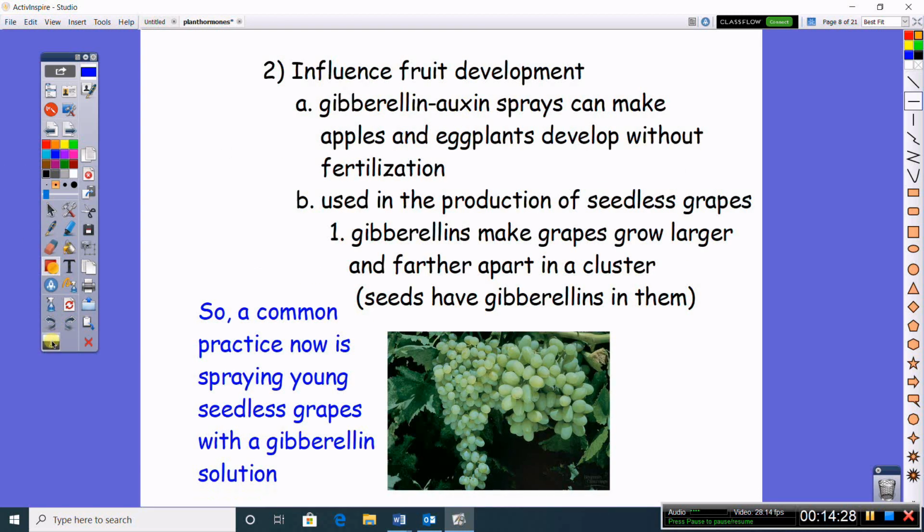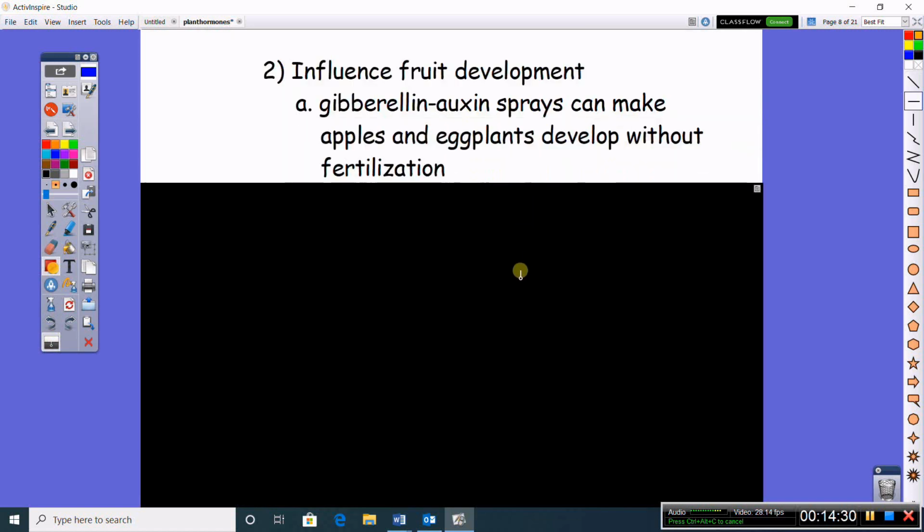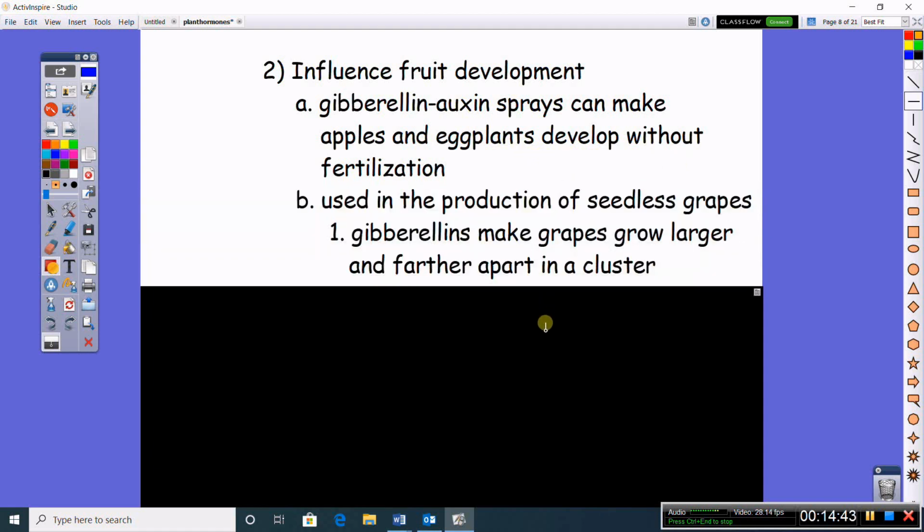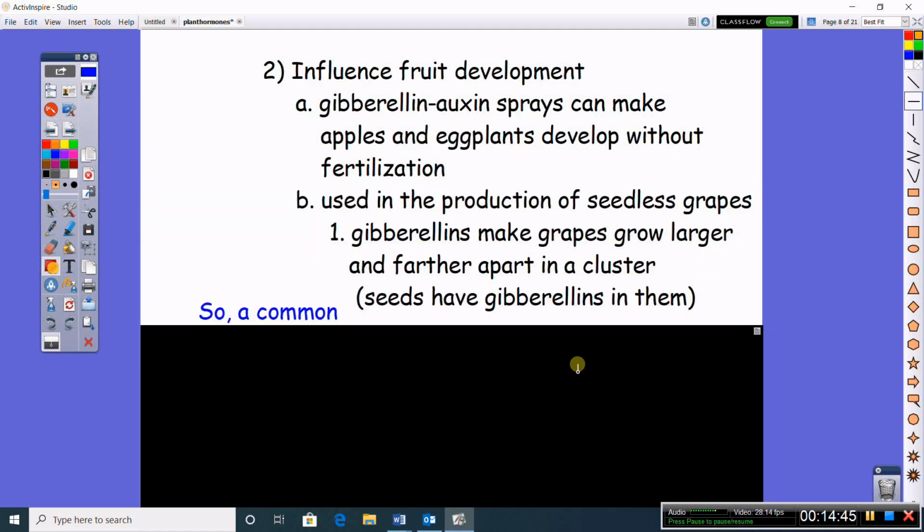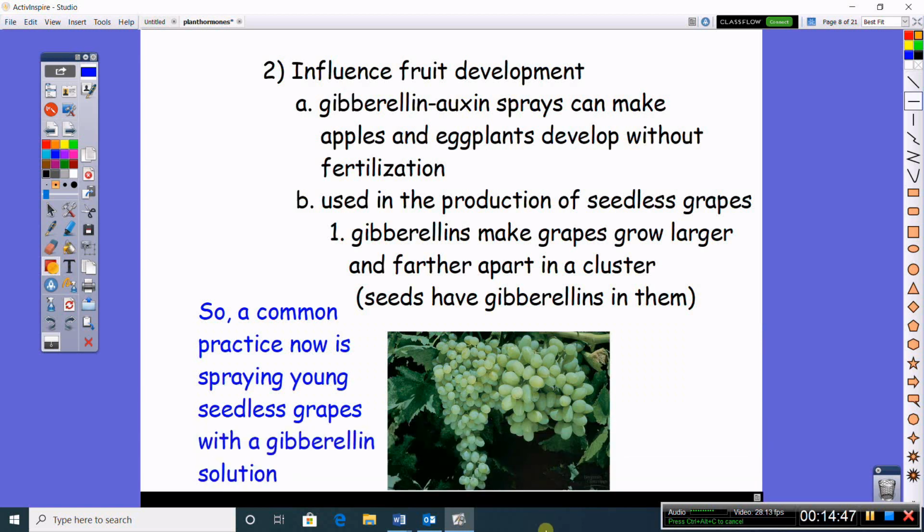All right. This is kind of neat. Gibberellins also influence fruit development. Like auxin, you can have gibberellin sprays that can make apples and eggplants develop without fertilization. That's not the biggest deal here. This I have to explain a little bit. Gibberellins as a spray can be used in the production of seedless grapes.